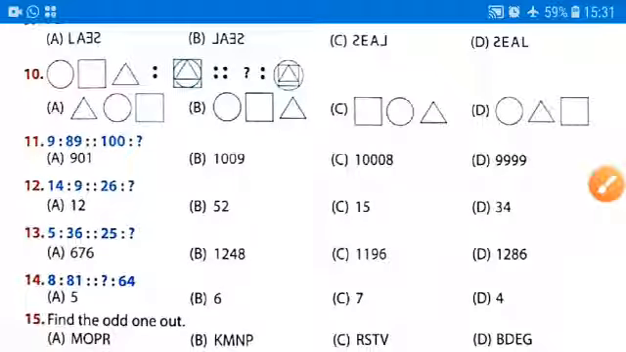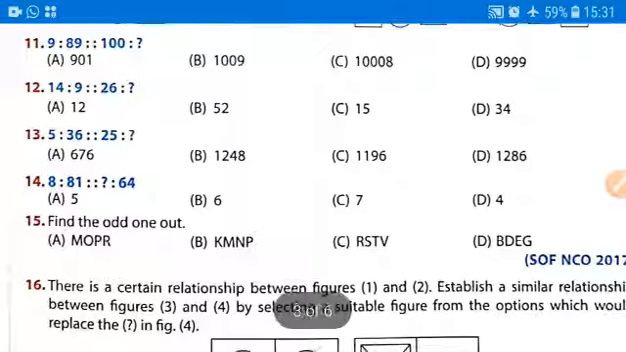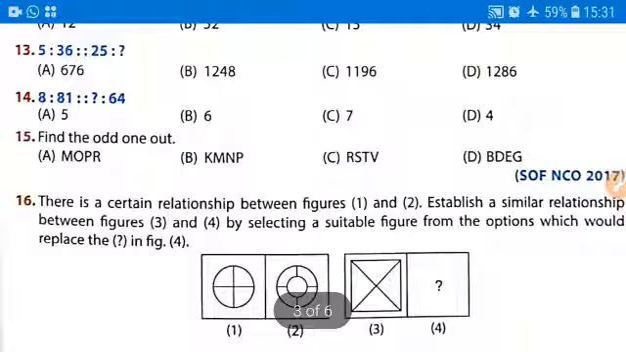Okay, now moving further, just try out this question number 12, 13, 14. Okay, and we will take your doubts if you have any. Now coming to the question number 15.